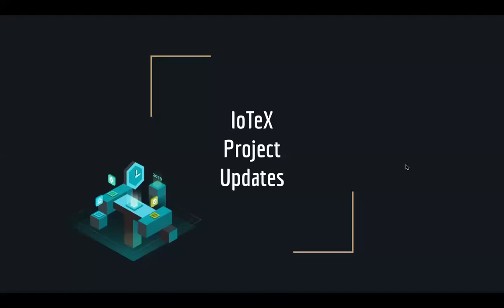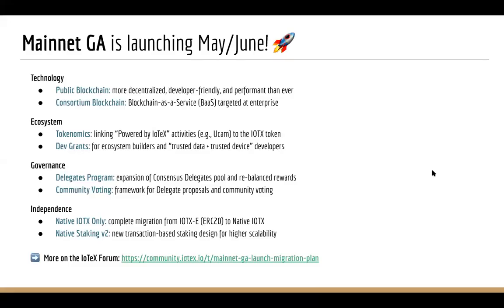So IoTeX, we've been really busy lately working on a number of things, most specifically, Mainnet GA and Ucam. But just to walk through a little bit of what Mainnet GA will include. Mainnet GA is launching in May and June, and we were really taking this opportunity to launch a number of things across the network, across technology, across the ecosystem, across governance, and across independence for the network. As you know, a lot of the releases that we've done as of late are related to the public blockchain. We plan to make it more decentralized, developer-friendly, and more performant than ever.